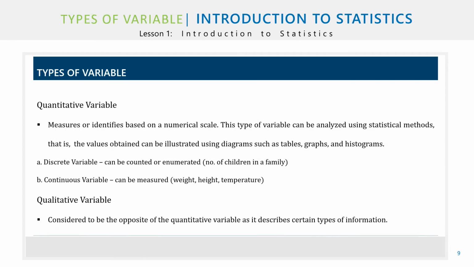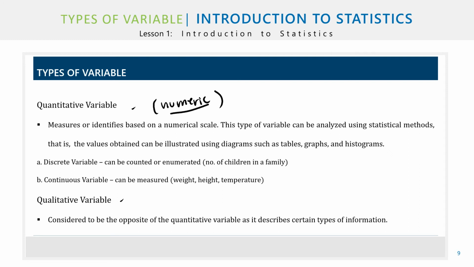Okay, next let's move on with the types of variable. So we have two types of variable, namely quantitative variable and qualitative variable. So first, let's discuss a quantitative variable. So kapag sinabi kasi natin quantitative variable, we are talking about numerical scale. Okay, ang keyword natin kasi dito is numeric, which is we are talking about numbers. Diba? So, quantitative variable usually defined as measure. It measures or identifies based on a numerical scale.